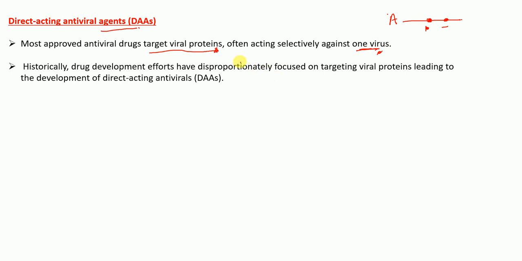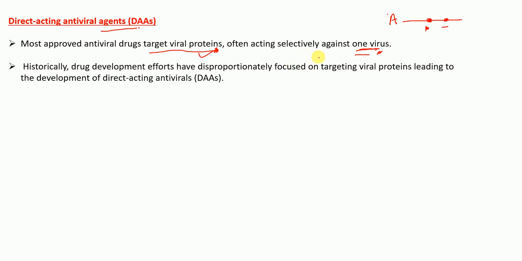Guys, once again I'm going to repeat. So what are directly acting antiviral agents? The directly acting antiviral agents are the drugs that directly target viral proteins or the viral factors which are important for different stages of viral life cycles. Most often these directly acting antiviral agents are selective against one virus.